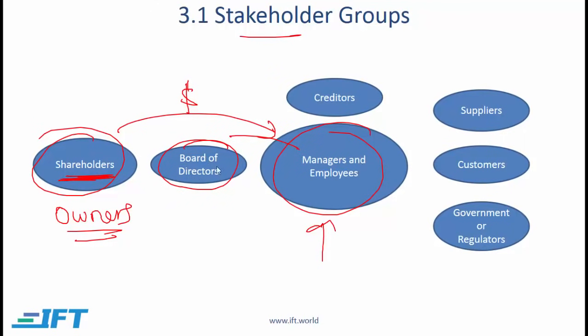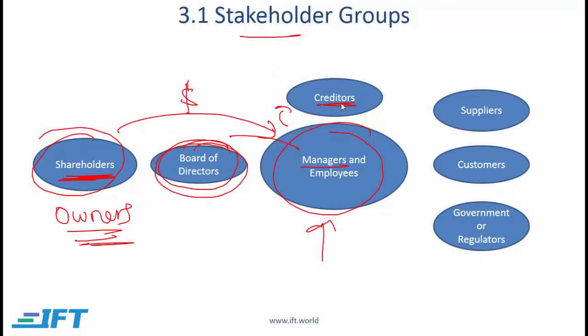So the board of directors is responsible for helping establish the strategy of the company and then ensuring that managers run the company in alignment with the strategy and in the best interest of the owners or shareholders. The board of directors plays a central role in the corporate governance framework, and this group will be discussed in a lot more detail later.